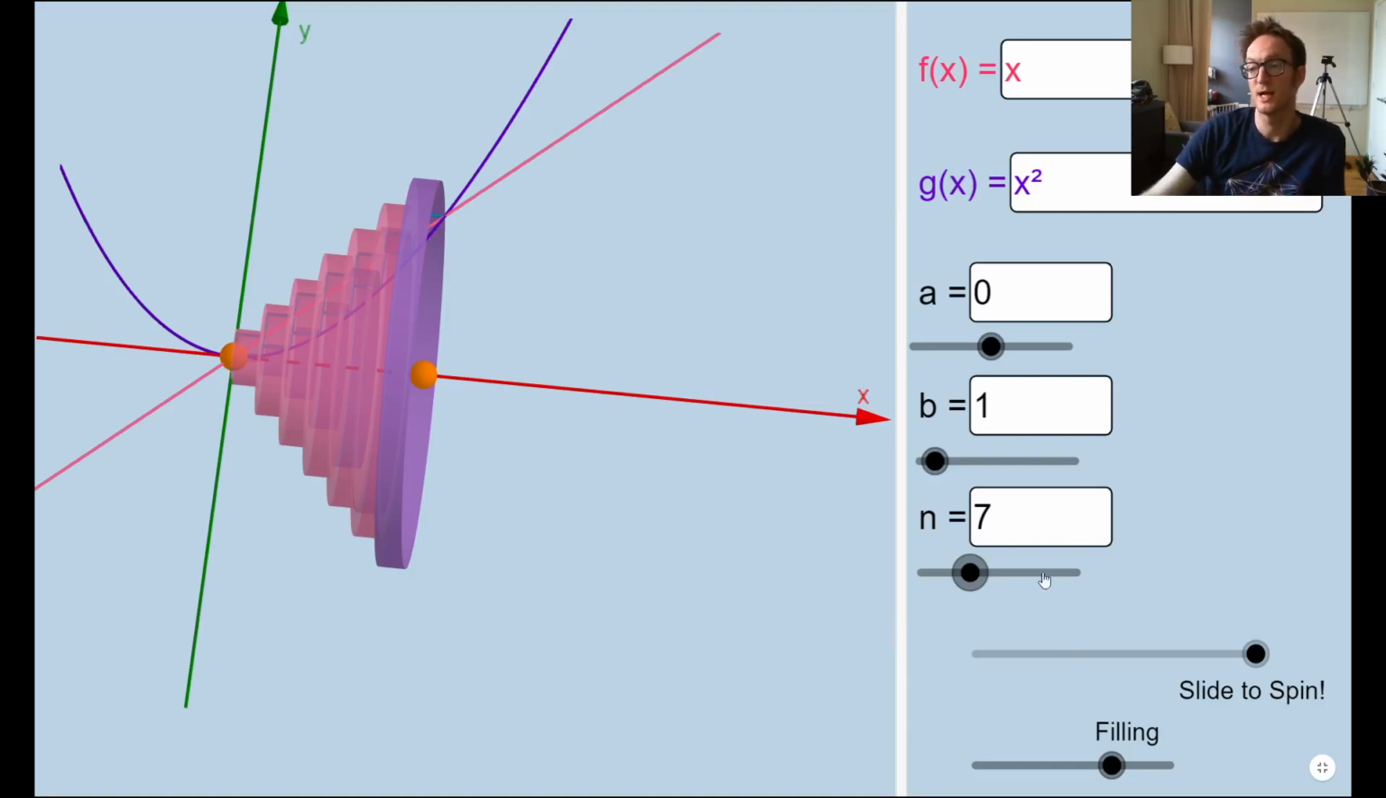This will do, I guess, specifically washers. And the other thing is, it seems to only allow you to rotate about the x-axis. Therefore, this particular file at least won't do that last problem that we did in class where we rotated about the line y equals 2.